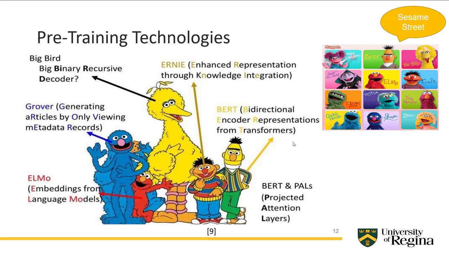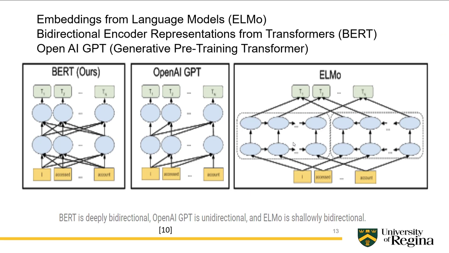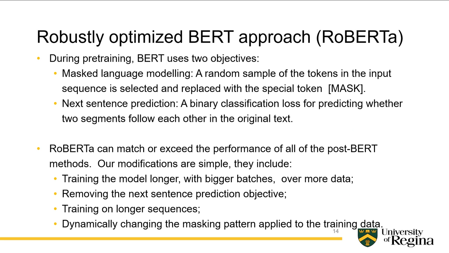There are different pre-training model technologies, but the three most important of these algorithms are ELMo, BERT, and OpenAI GPT. But we go through RoBERTa because of these reasons.